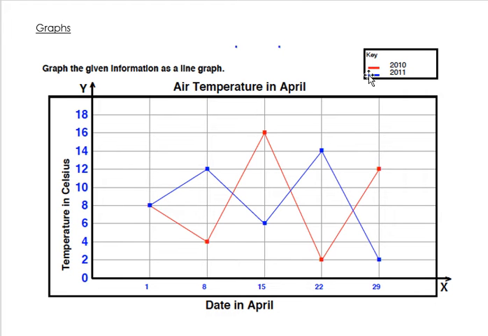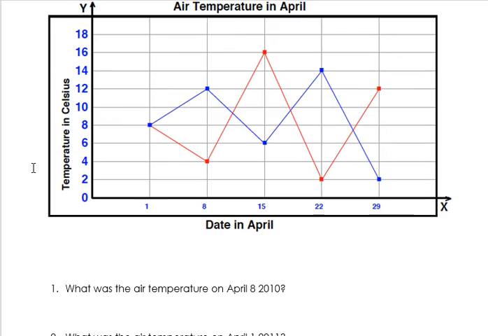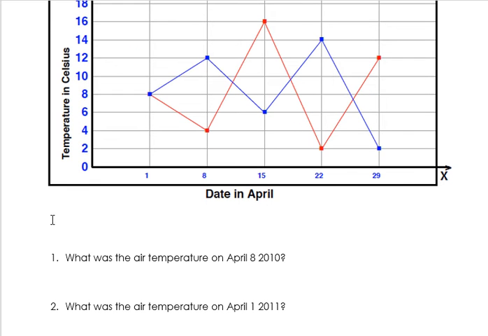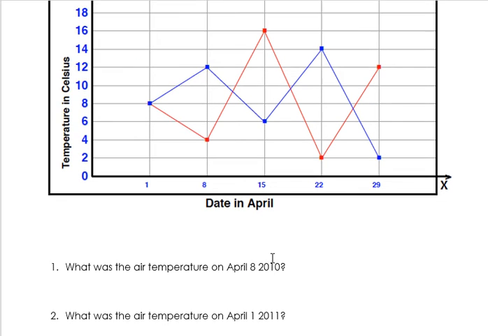You can see from your key that red is 2010, blue is 2011. You can see down here is the dates, date in April, the 1st, the 8th, the 15th, the 22nd and the 29th. And you can see that on your y-axis is the temperature, so that's how hot it was on that specific day. Now the first question asks, what was the air temperature on April 8th in 2010?